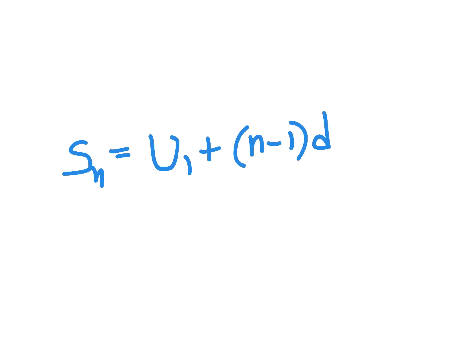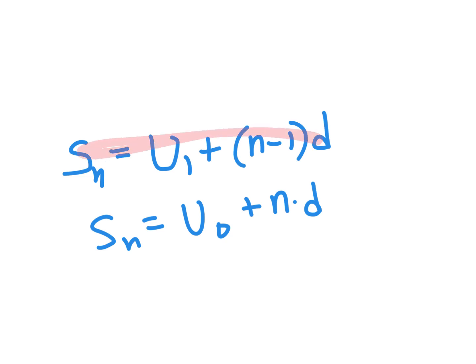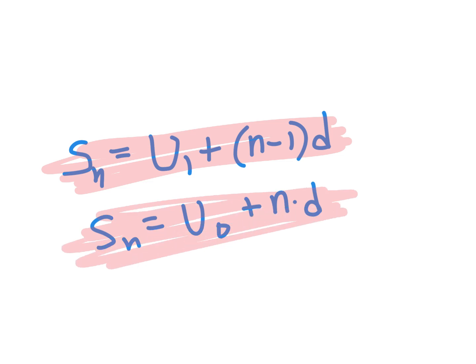If you didn't already, I'd put this formula on your sheet. S sub n. If you want to start with U sub 1, it'll be like this. If you want to start with U sub 0, it'll be like this. They're a little different. Okay, so you should have both of these on your sheet. This one and this one. I think for some of you, one of those is not on your sheet. So if you start with U sub 0, you got to have a formula for that. If you start with U sub 1, you got to have a formula for that.